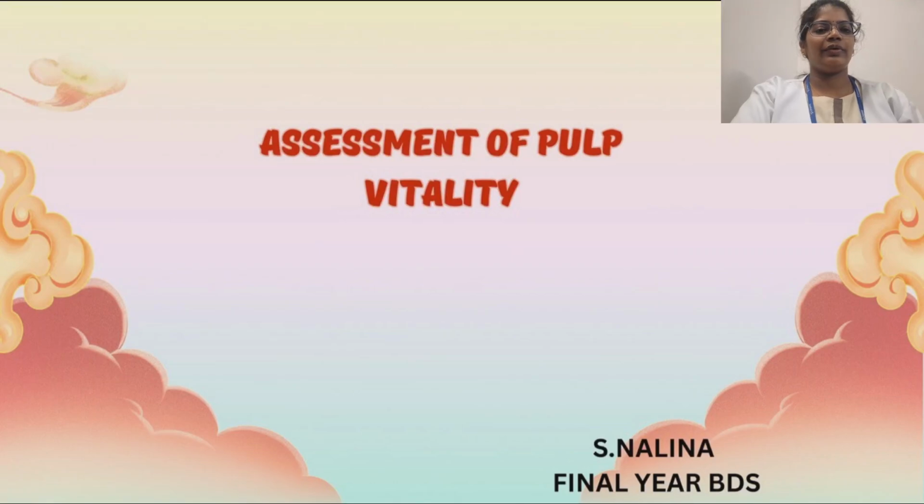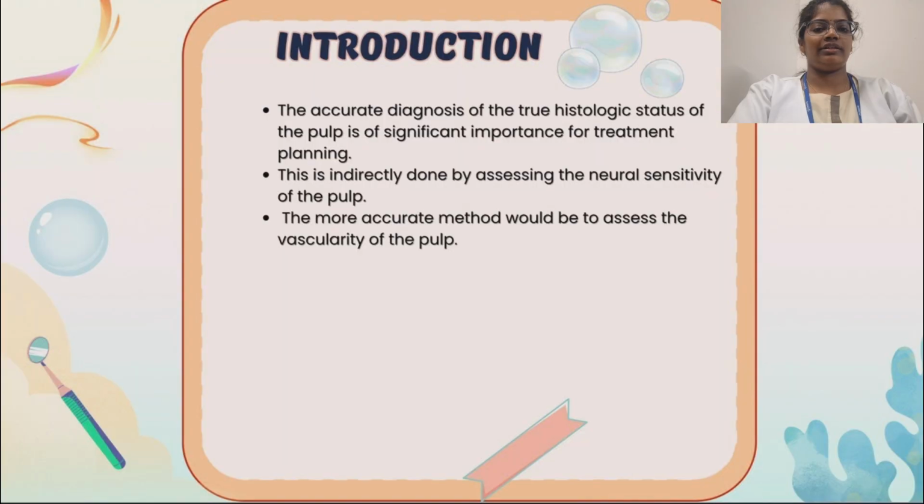In this video, I am going to talk about the assessment of pulp vitality. Introduction. The accurate diagnosis of the true histologic status of the pulp is of significant importance for the treatment planning. This is indirectly done by assessing the neural sensitivity of the pulp. The more accurate method would be to assess the vascularity of the pulp.